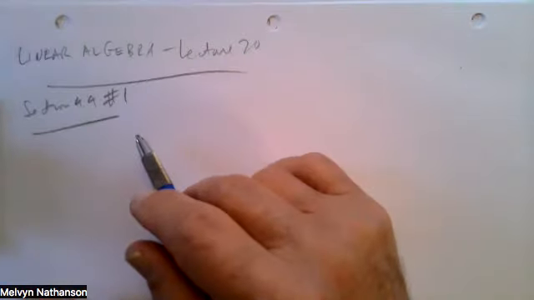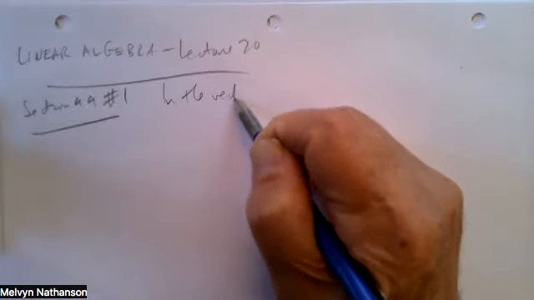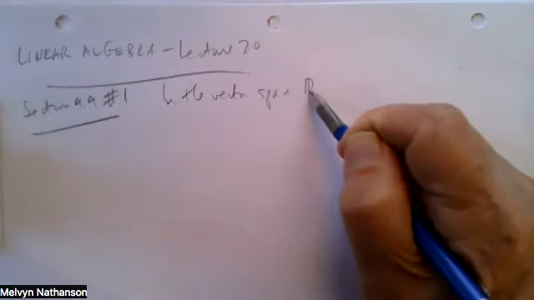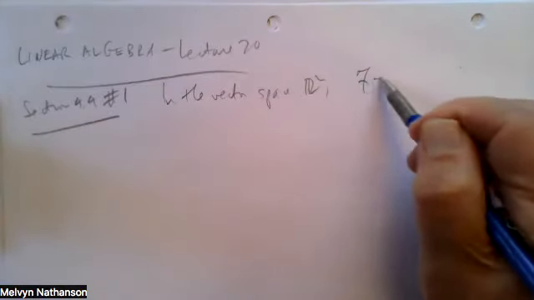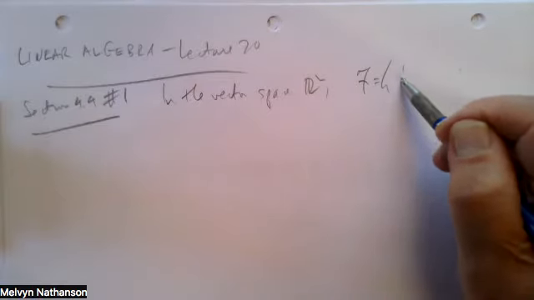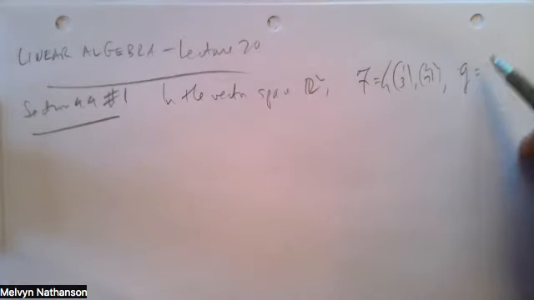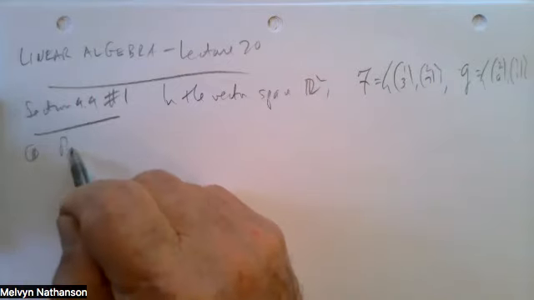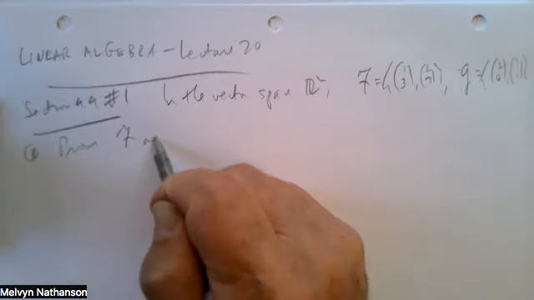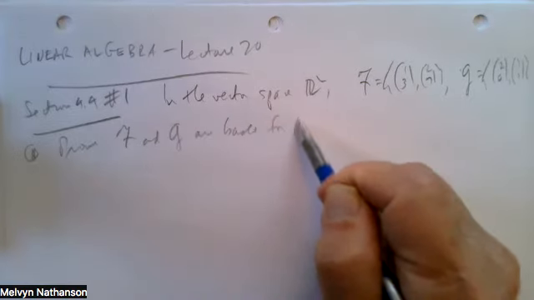So let's start. Let me just make sure I'm looking at the right problem. In the vector space R2, we have 2 sets of vectors. The set F consists of the vectors (1, 3) and (2, 7). And the set G consists of the vectors (2, 0) and (1, 1). And the first part is to prove that F and G are both bases for R2.